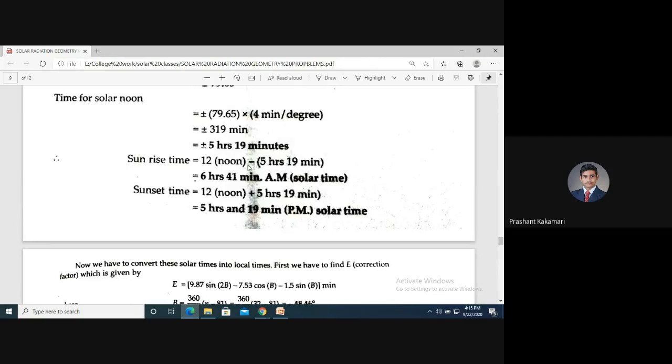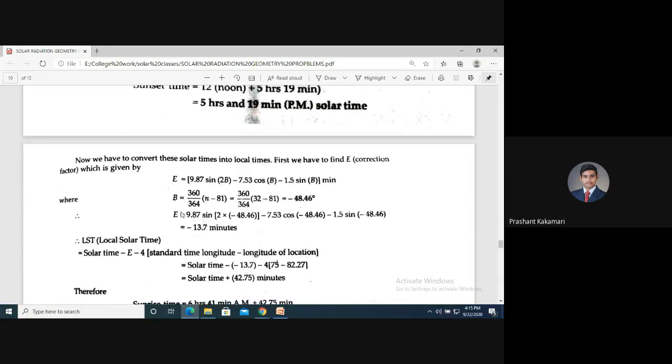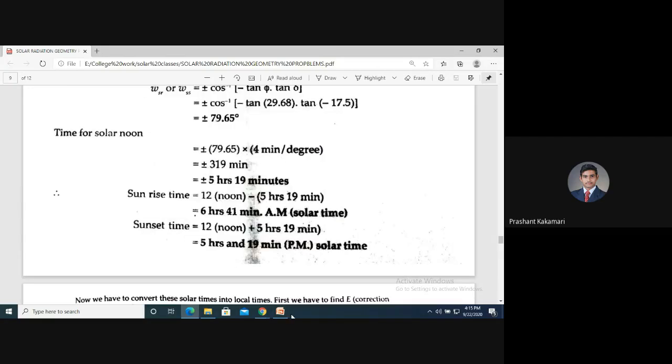So before noon, you can take 12 minus half of the day length. You can tell the morning sunrise, and 12 plus the afternoon day length, or half of the day length, you can tell the solar sunset time. This is as per the given values. Later we'll go by the local apparent time as per the location given. According to that, what is the standard sunrise and sunset time? Day length you check 2 by 15 into omega, 2 by 15 into 79.65 degrees.